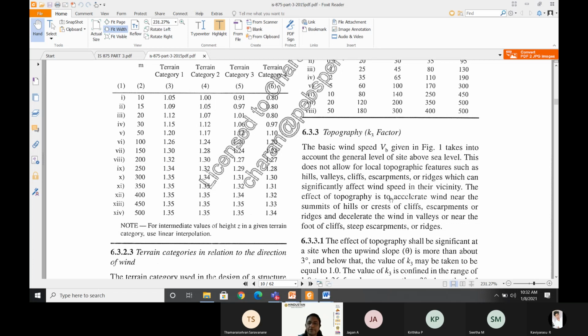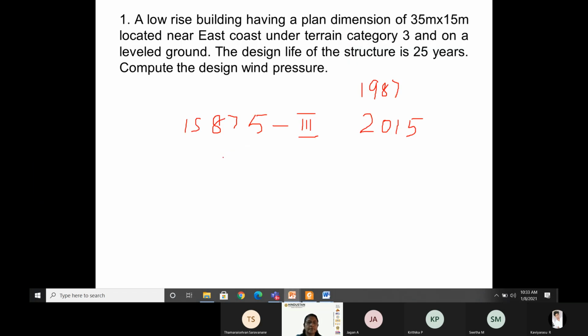The effect of topography is to accelerate wind near the summits of hills or the crest of a cliff, escarpment or ridges, and to decelerate the wind in valleys or near the foot of cliffs, steep escarpments, etc. That means if you have a terrain like this, and your building is located somewhere here, at the top of the hill. Sometimes your building may be somewhere in this sloping land. Sometimes your building will be in the valley.